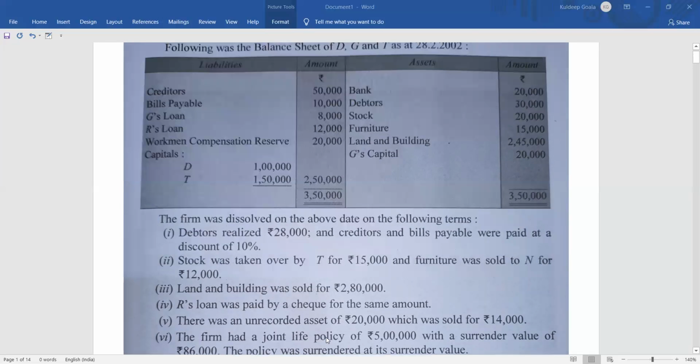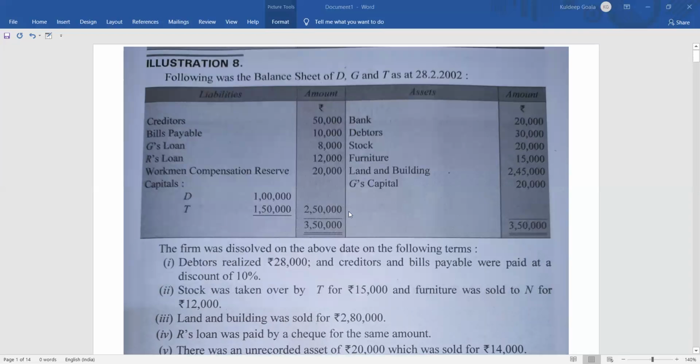So let's start. First of all, we'll transfer all the assets, and the journal entry for transferring the assets other than bank, other than capital, from this particular sum. So what will you transfer? It will be debtors, stock, furniture, and land and building. The journal entry is like this.